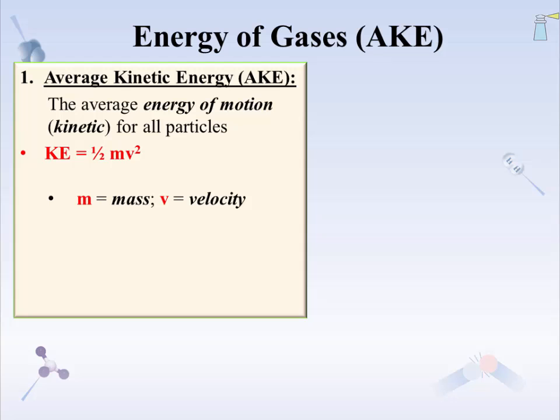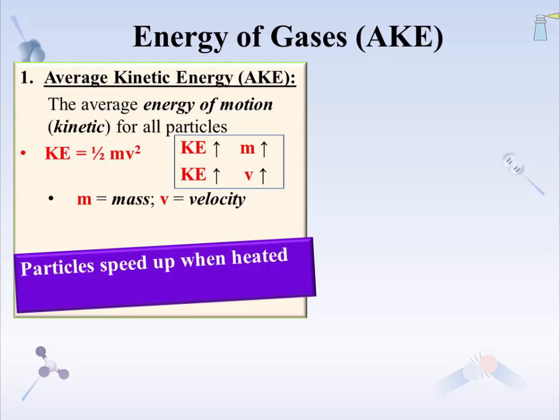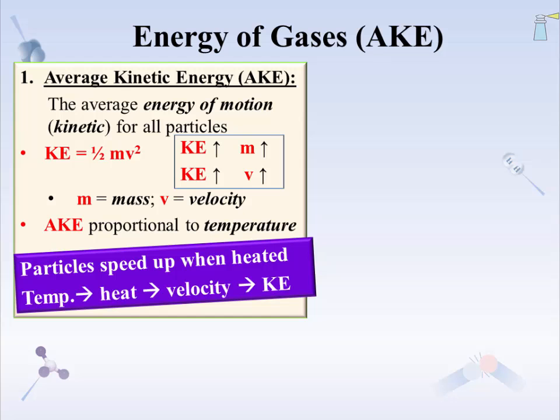That definition tells us that the more mass an object has, the more energy it will have. Also, the faster an object goes, larger velocity, the more energy it will have. This is consistent with our understanding of heat as energy. Particles speed up when heated. And since temperature is a measurement of heat, the average kinetic energy is proportional to the measured temperature. We will limit that statement to within any one specific gas. Temperature is a reflection of heat, which relates to speed or velocity, which relates to kinetic energy.